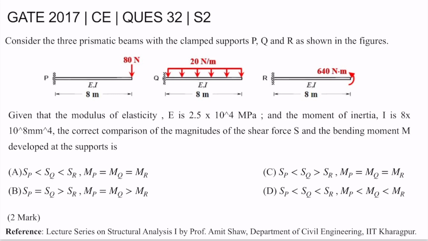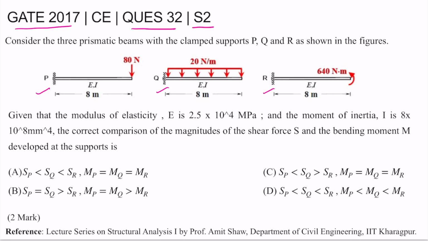Hello everyone, so today I'll be discussing question number 32 of set 2 GATE 2017. Consider the three prismatic beams with clamped supports P, Q and R as shown in the figures. So we have three prismatic beams, cantilever beams with different loadings.